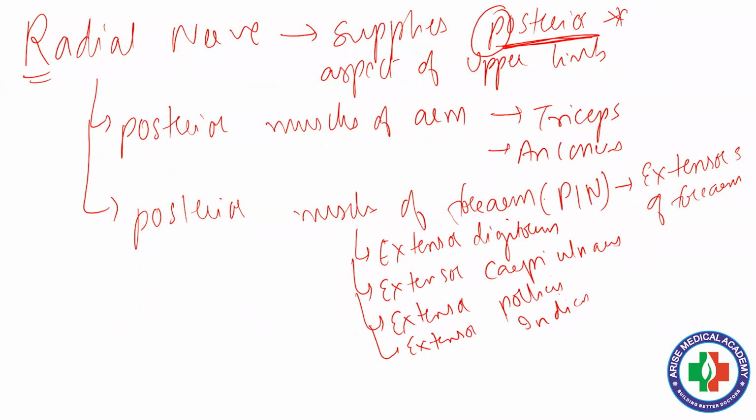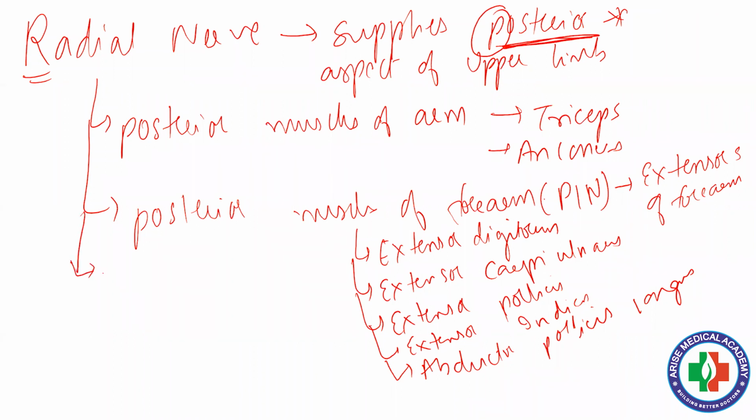Abductor pollicis longus, everything that is there on the posterior side. Everything that is there on the posterior side is basically supplied by the radial nerve, and these posterior muscles of the forearm are basically supplied by the branch of the radial nerve, that is the posterior interosseous nerve.